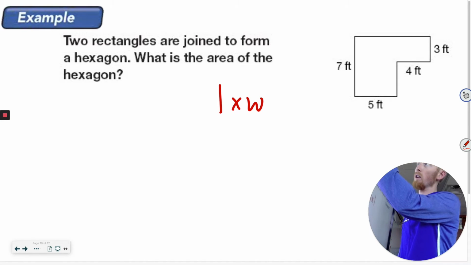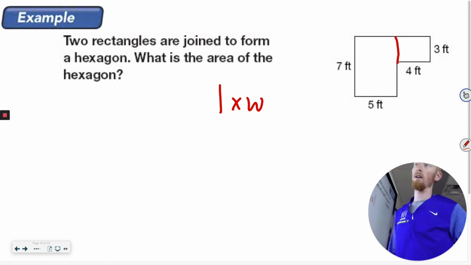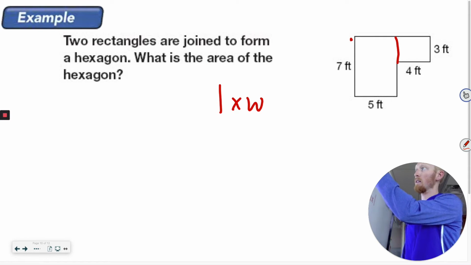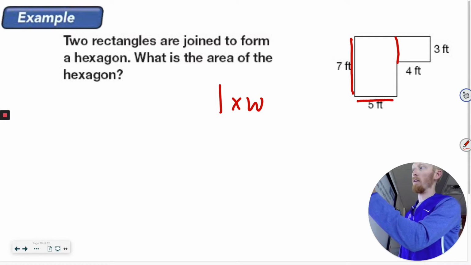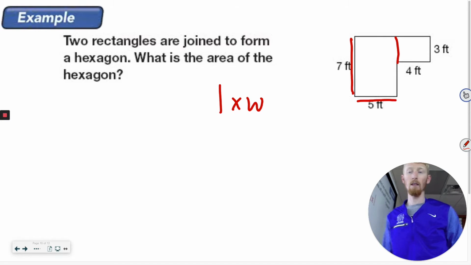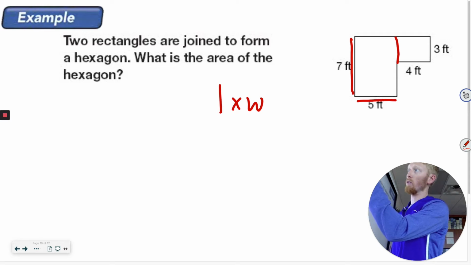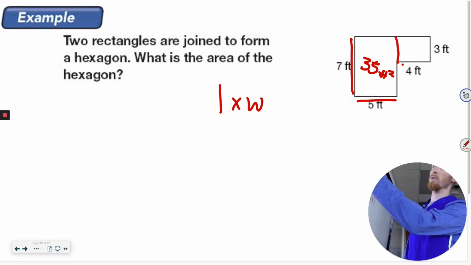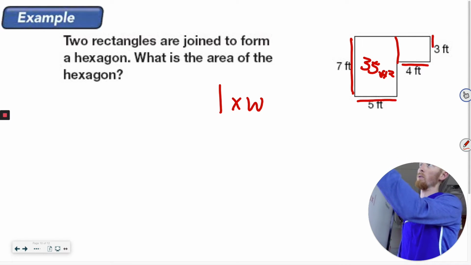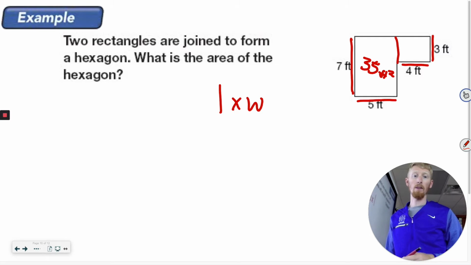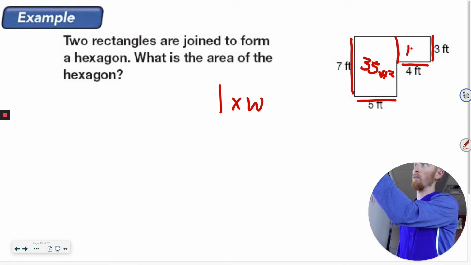And so if I draw a line right here, now I have two shapes I can find the area of. I have one that is 7 feet by 5 feet. And then I can find the area of that section. So 7 times 5 is 35. So I know this is 35 square feet. And then I have another one that is 4 feet by 3 feet. So to find the area of that, 3 times 4 is 12.